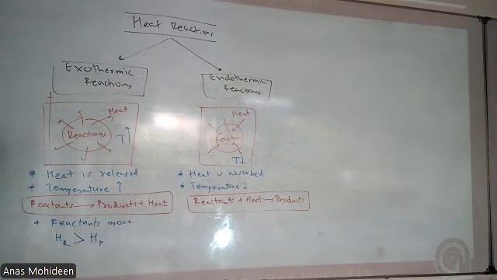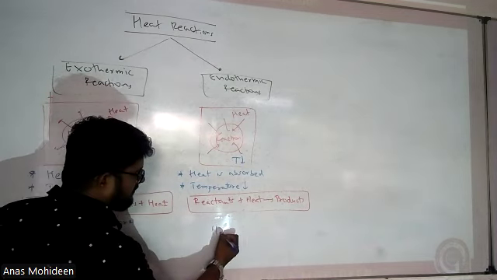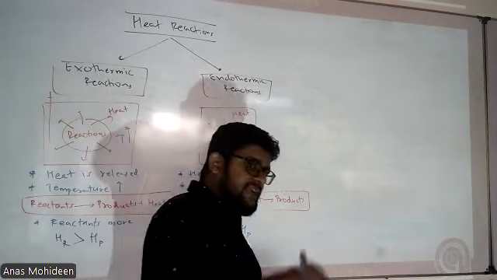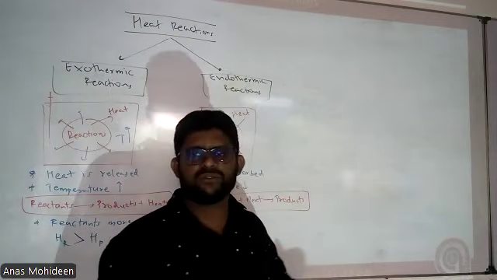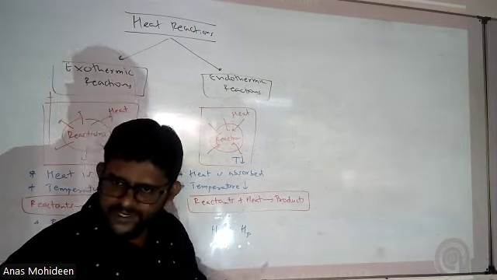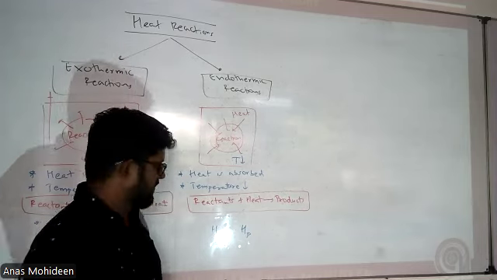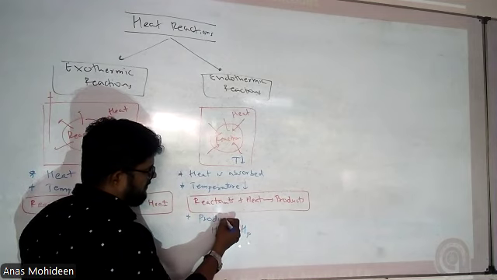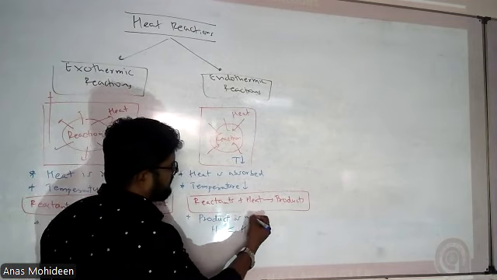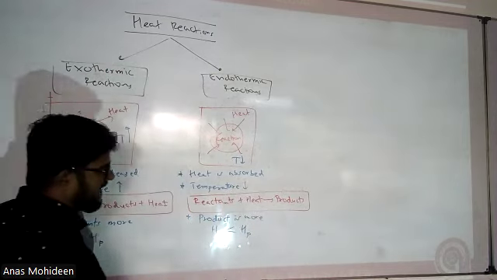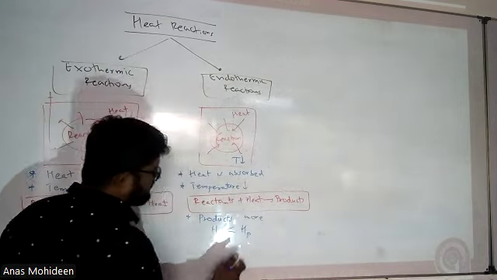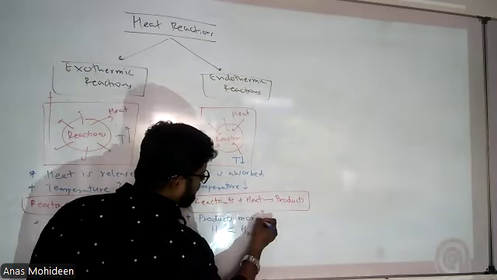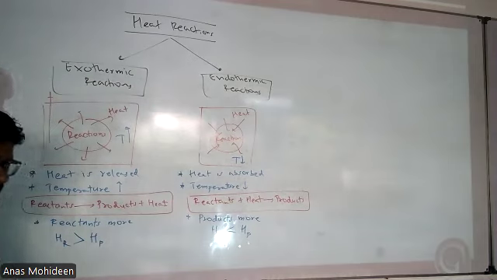What happens is you are 1000. You are adding 200. You become the product of 1200. Who is more? Product is more. So the third point: reactants more, products more. What is more here? The heat is more. Products' heat is more.